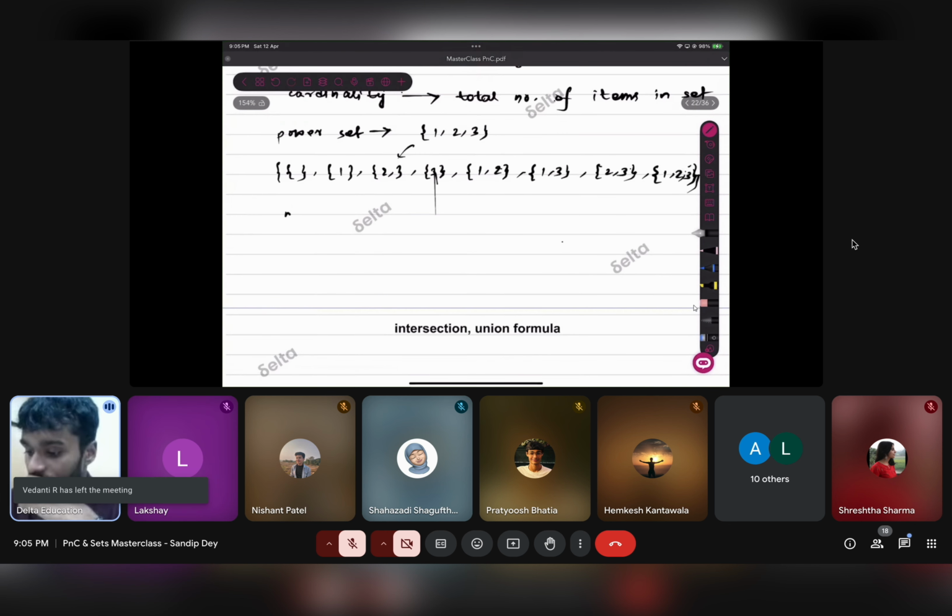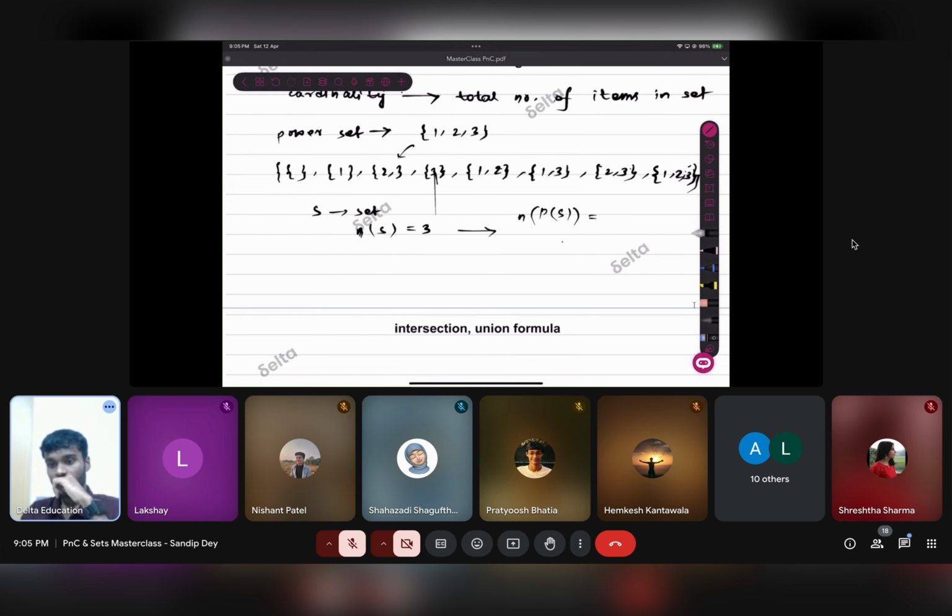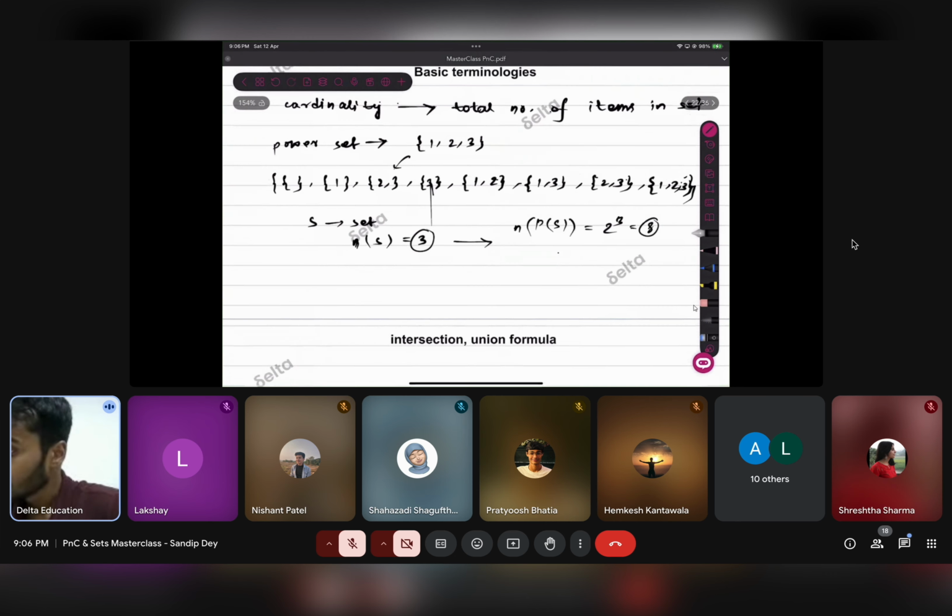So if I denote a set by S, S is a set of some numbers, and let's say the cardinality of set S is 3. If I denote power set by P of S, what will be the cardinality of power set? The cardinality of power set is 2 to the power n. Here in this case, the number of elements in the actual set was 3, so I will get 2 to the power 3 elements in the power set. So basically it will be 8. Right? This is one of the important concepts according to NSET.